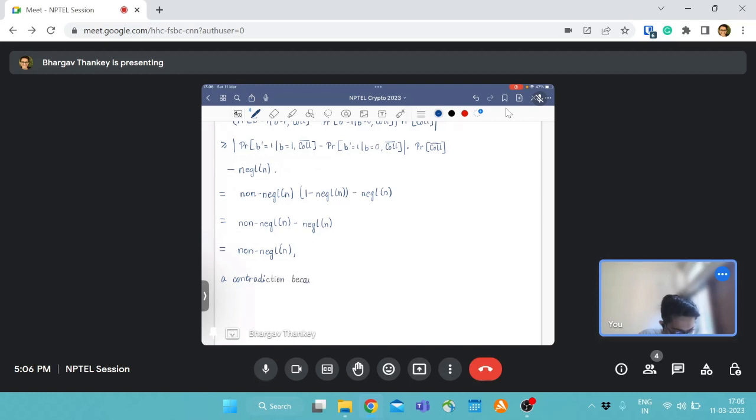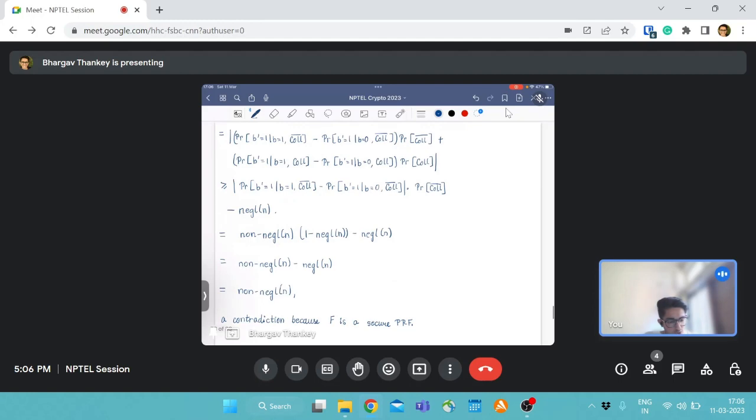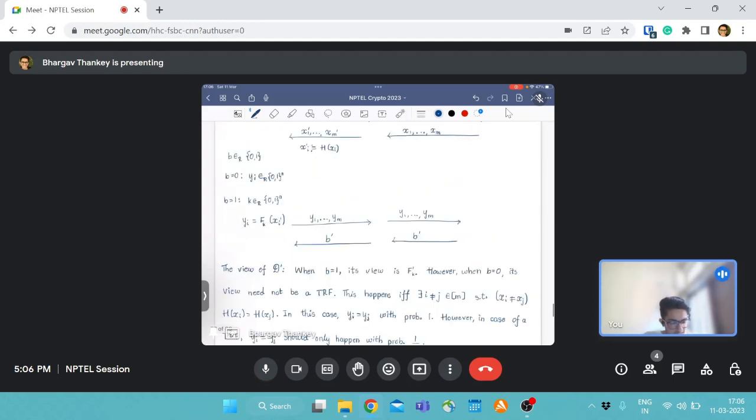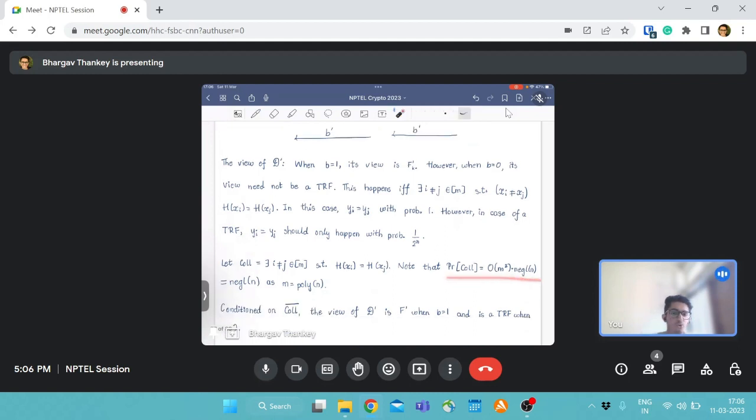Because F is a secure PRF. So is this fine? Observe that over here, not only did we crucially use the fact that F is a secure PRF, but in arguing that the probability of collision happening is small, we also crucially use the fact that H is a collision resistant hash function.